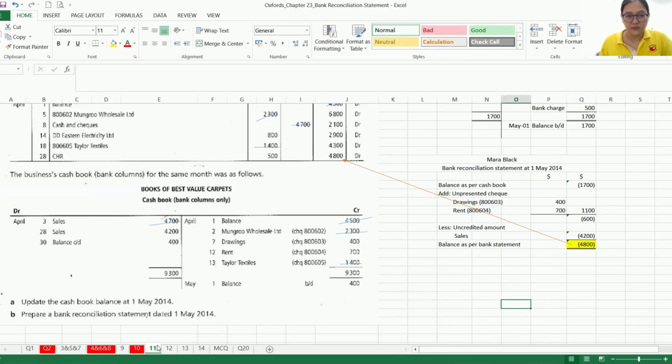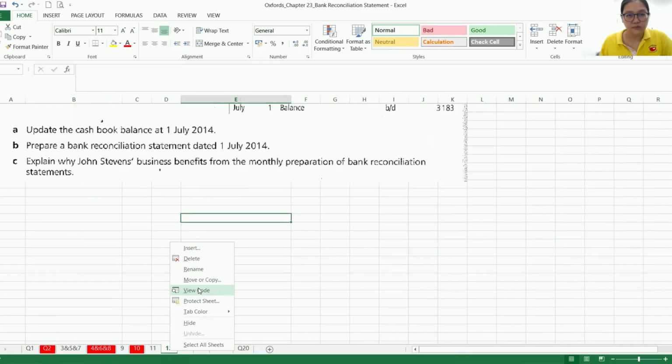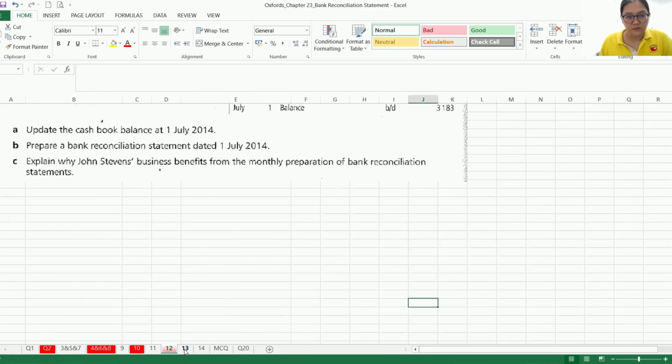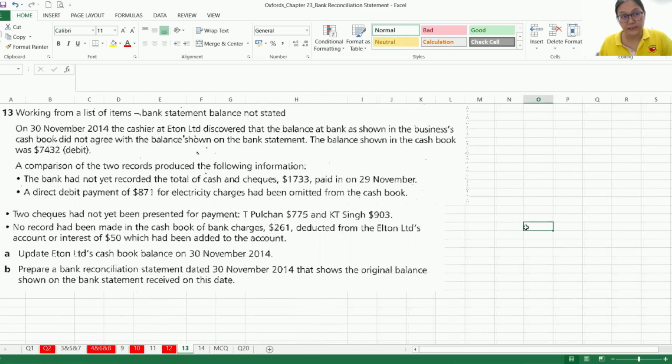Okay, settled for question 11. Question 12 is your homework. And now we move to question 13. Here, in question 13, they say working from the list of items, and then they ask for the bank statement balance, not stated. That means we don't know what the balance in the bank statement is.